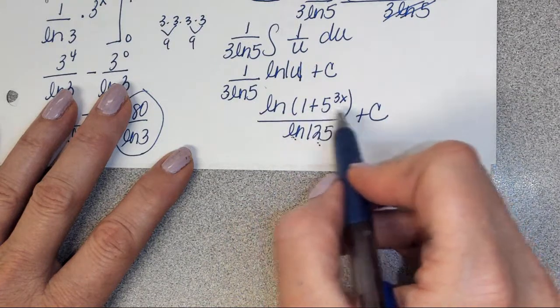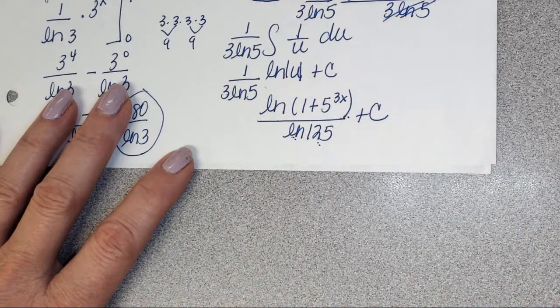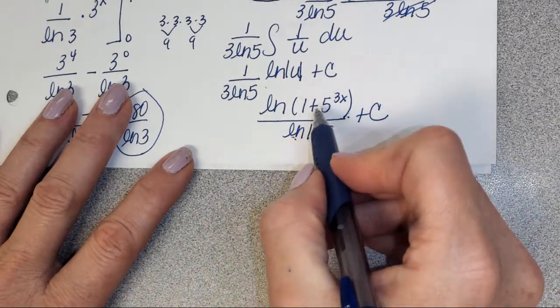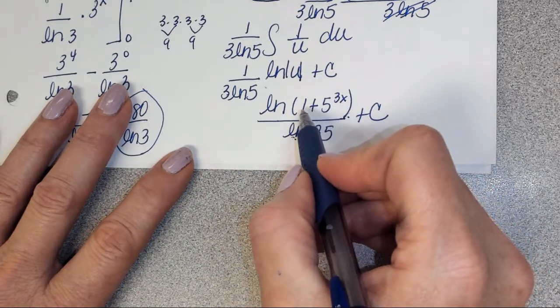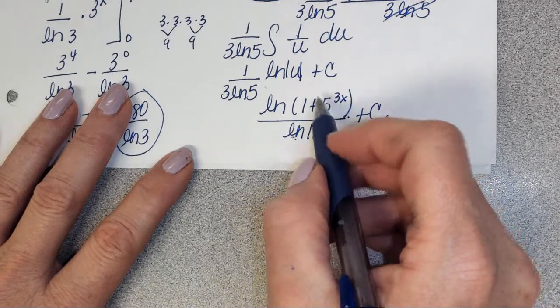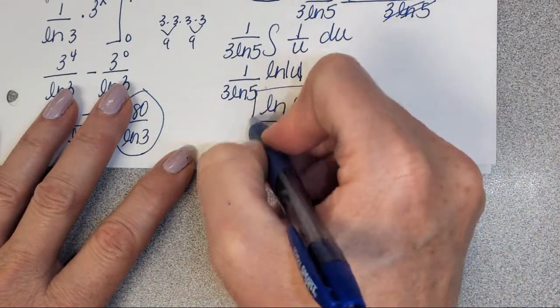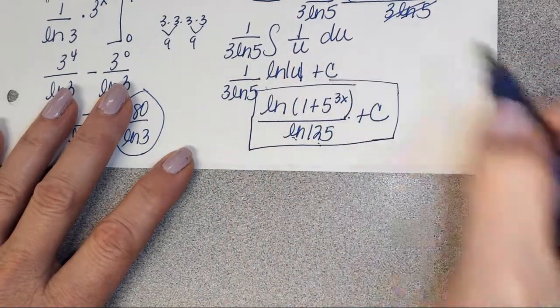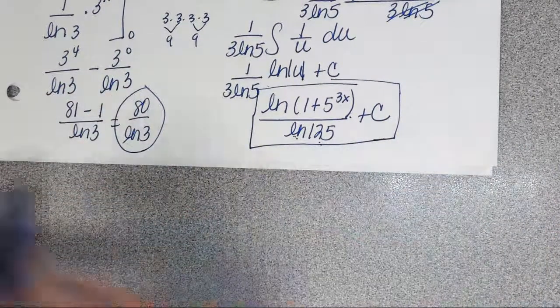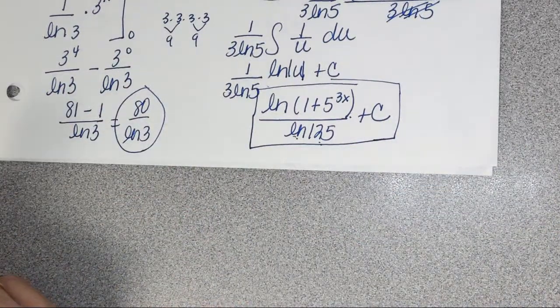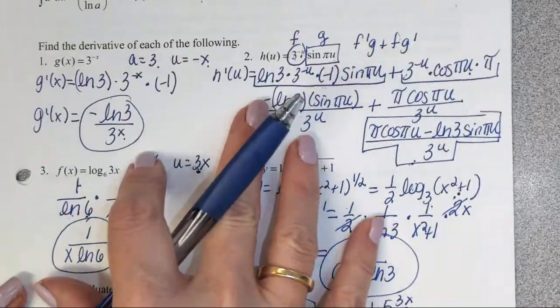Also, why didn't I use absolute value here? Don't we have to use absolute value? Yeah, this would always be positive, wouldn't it? 1 plus 5 to the 3x, that's always a positive value. Exponentials with that positive exponent are always going to be positive. So there's our answer.